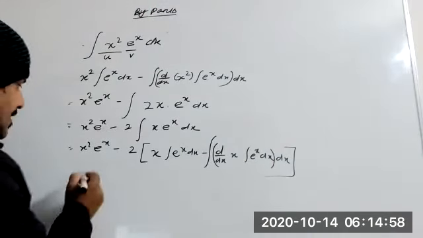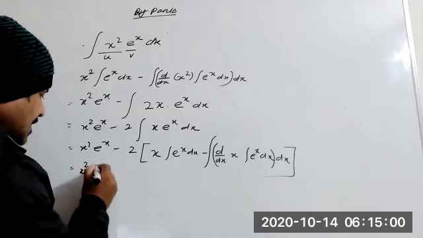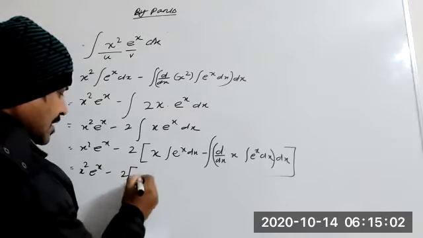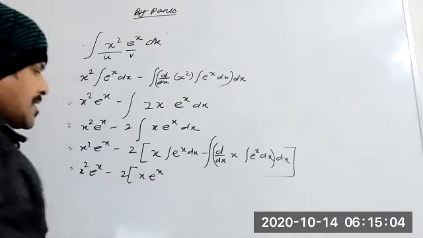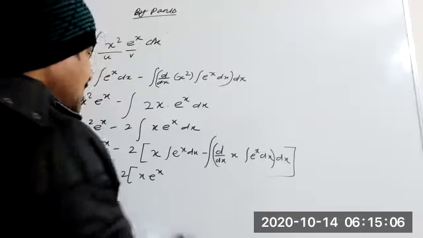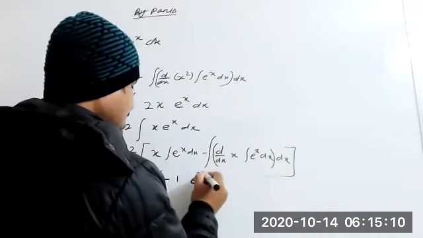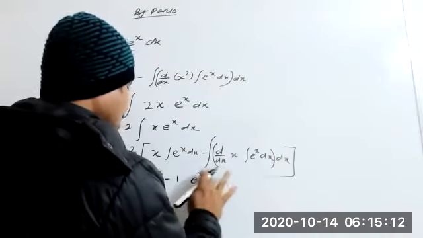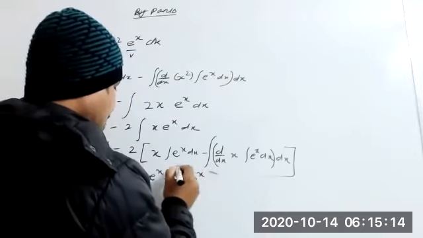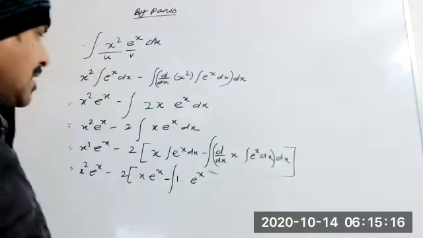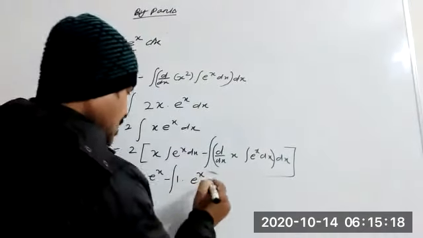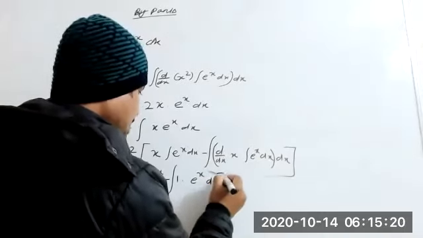Integration, that is x square e to the x minus 2x e to the x integration, e to the x, right? Minus d by dx of x, that is 1, into e to the x, whole into dx.